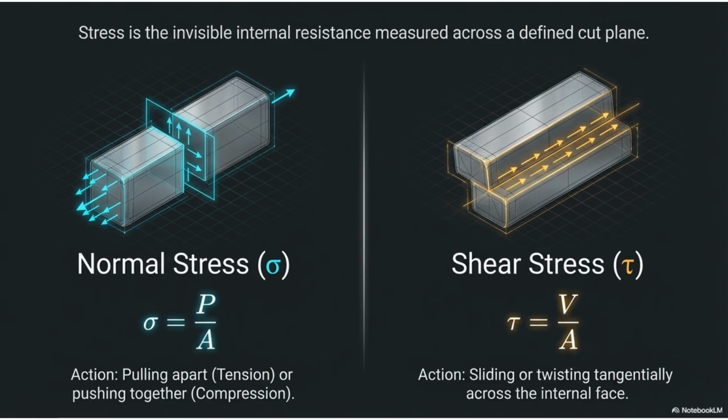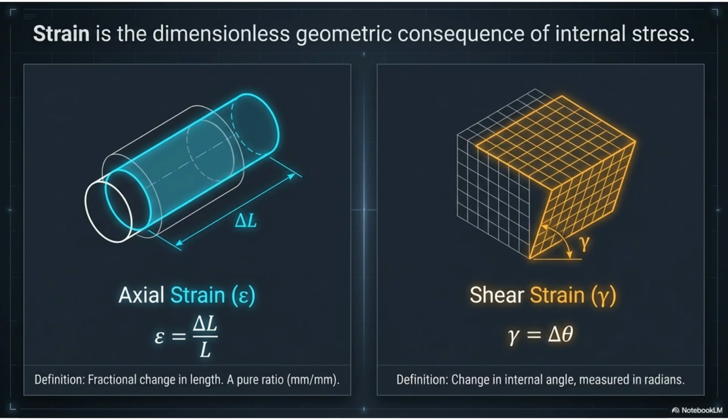Normal stress involves pulling or pushing, while shear stress involves sliding or twisting tangentially across the internal face. Strain is the dimensionless geometric consequence of internal stress. Axial strain is the fractional change in length, and shear strain is the change in internal angle, measured in radians.